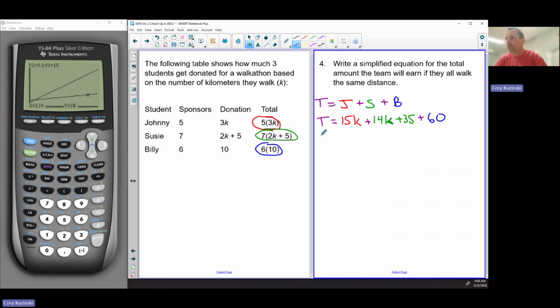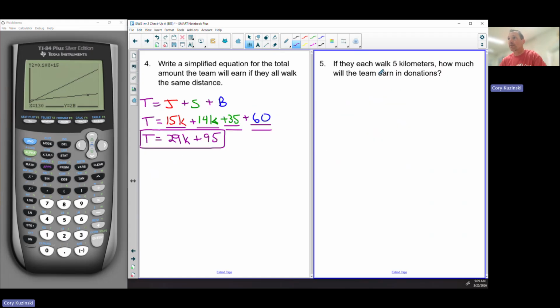All right, now we can simplify this even more because when we take Johnny's $15 per kilometer and add Susie's $14 per kilometer, that's $29 per kilometer. And then also when we take Susie's $35 cash that she got and combine that with Billy's $60, together the team's going to get $95 no matter how much they walk. There's my simplified equation: $29 per kilometer plus $95. I think we're going to use that equation now.